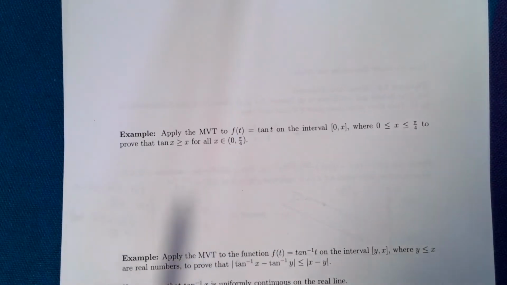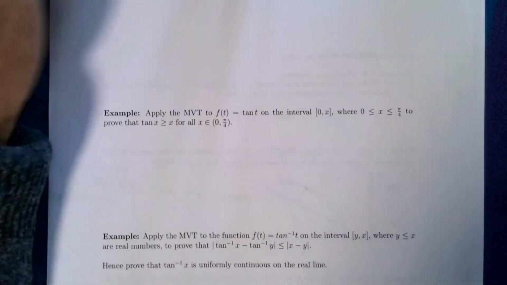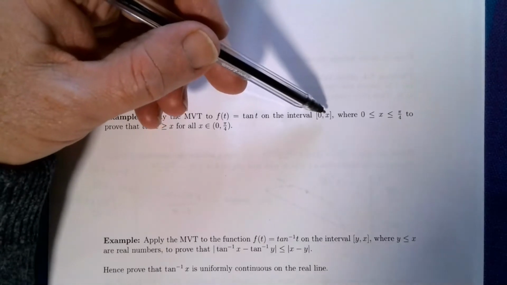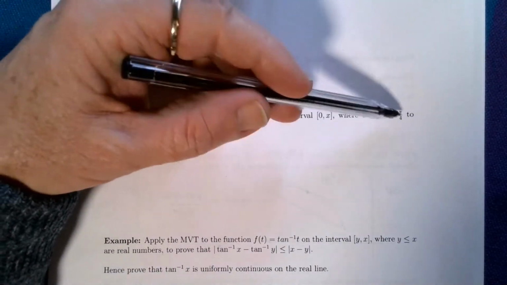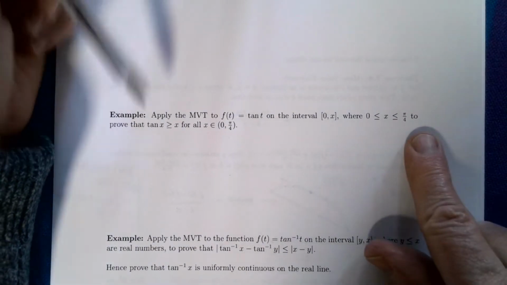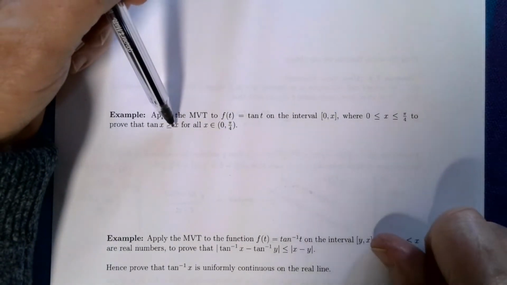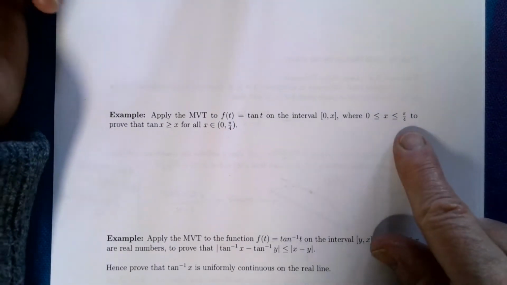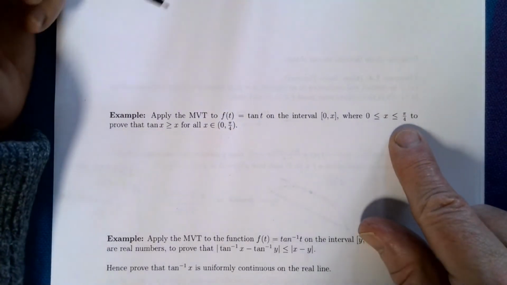Second example here, and again I've worded it exactly the same way. It says you apply the mean value theorem to the function f of t is tan t on the interval 0 x. This time I'm going to let x be between 0 and pi on 4. And we're going to use that to prove that tan of x is bigger or equal to x for x in this interval.